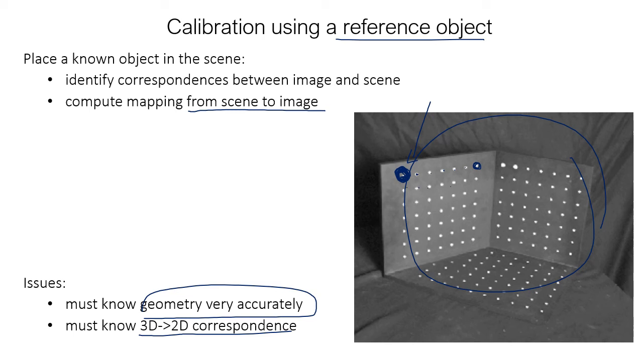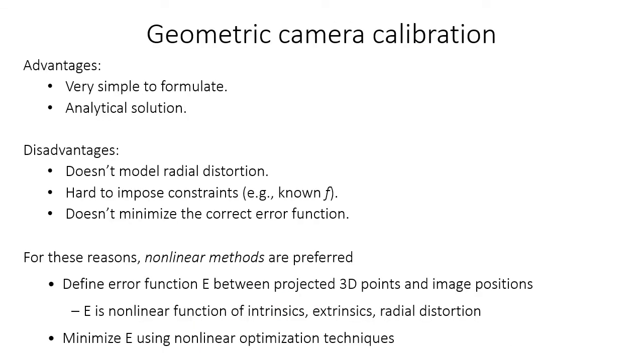Then we can apply our previous derivation of estimating the camera matrix, the projection matrix P, right? Let me summarize geometric camera calibration. The advantages of camera calibration are that it is very simple to formulate because it is linear, so we can use SVD, and we have an analytic solution. But there are some disadvantages. They did not consider radial distortion.